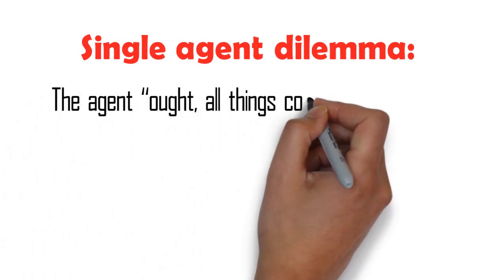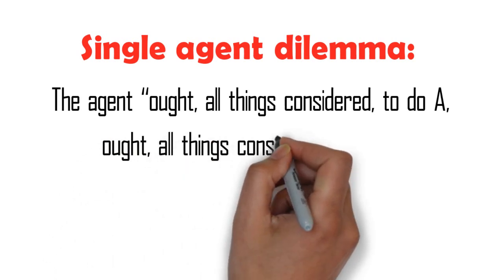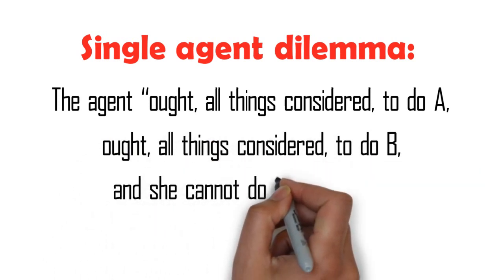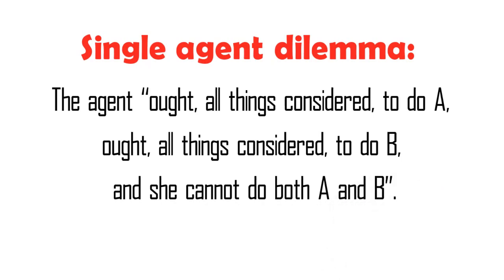Finally, in a single-agent dilemma, the agent ought, all things considered, to do A, ought, all things considered, to do B, and she cannot do both A and B. In other words, the moral agent is compelled to act on two or more equally moral options, but she cannot choose both. For instance, a medical doctor found out that her patient has HIV. For sure, the medical doctor may experience tension between the legal requirement to report the case and the desire to respect confidentiality. Although the medical code of ethics acknowledges our obligation to follow legal requirements and to intervene to protect the vulnerable.